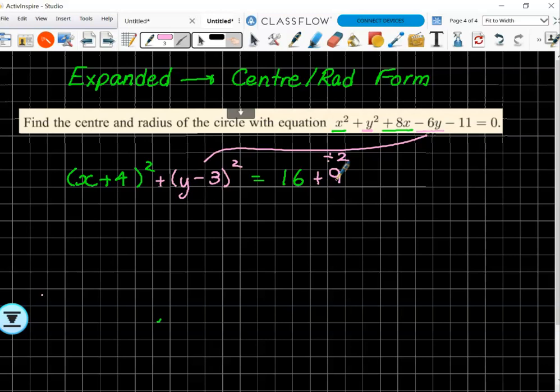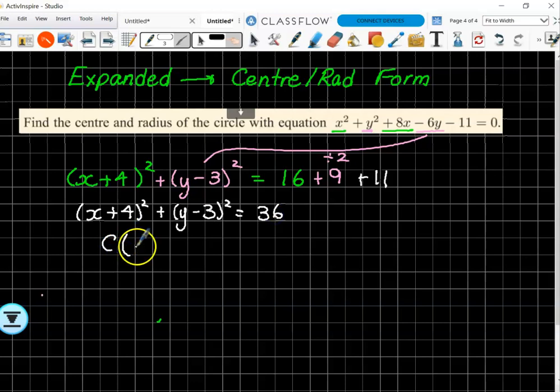Am I done? No, because we still have this minus 11. Where do you want to stick it? The other side. So we're going to go plus 11, and now we tidy up. x plus 4 squared, y take 3 squared, and on the right, 10 plus 9 plus 16 plus 11 gives 36. So therefore, my centre is minus 4, 3, and my radius is 6.